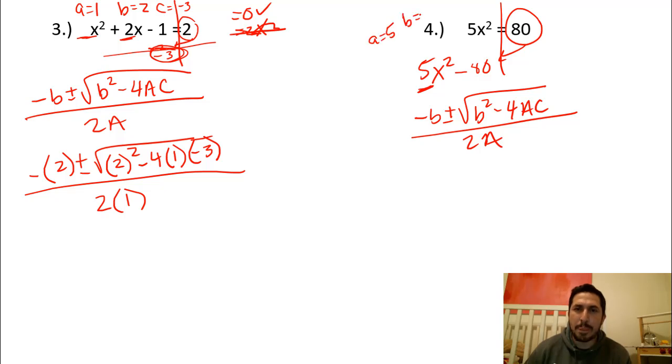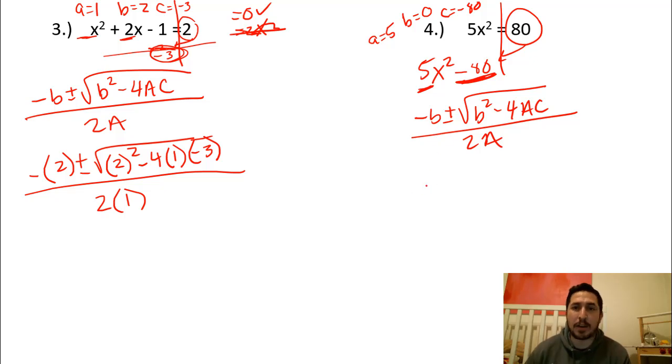B equals, well, the b is the guy with the regular x. There is no regular x here. I can't find a regular x, so I'm going to write a 0. If you don't see the letter at all, it's a 0. If it is there without a number, then it's a 1. But if it's not there at all, then it's a 0. The c value, that's the guy all by himself right here. So the c value is going to be a -80. That's all that's left. C value is a -80.